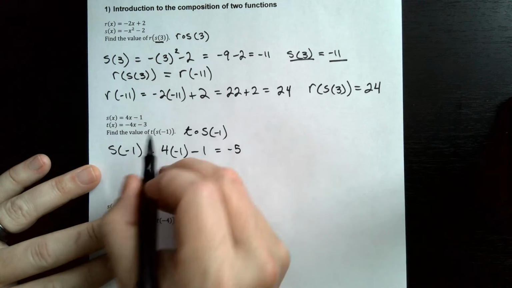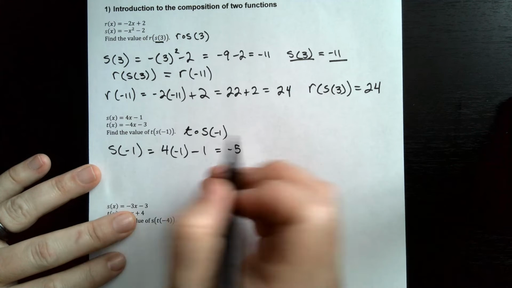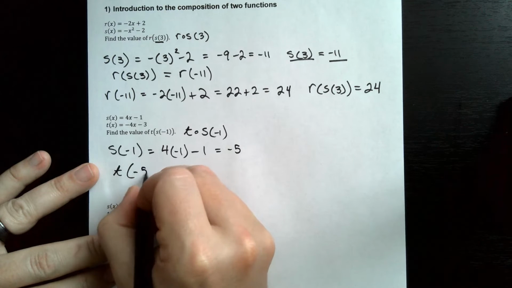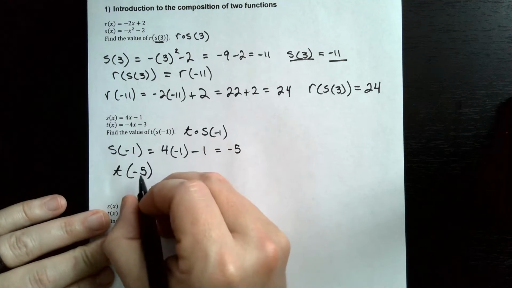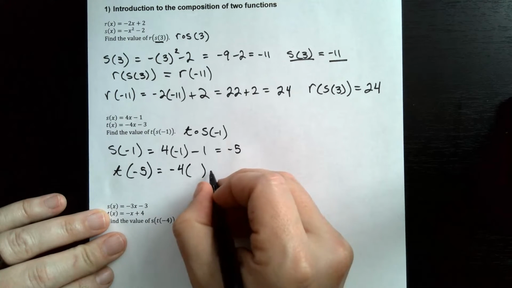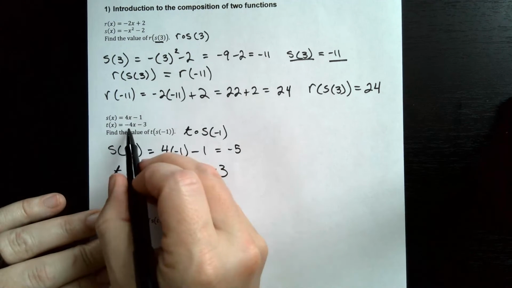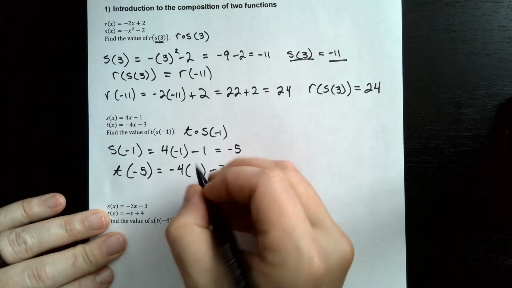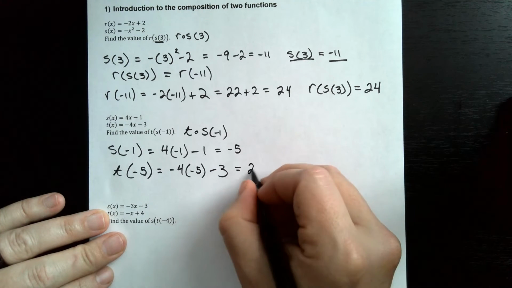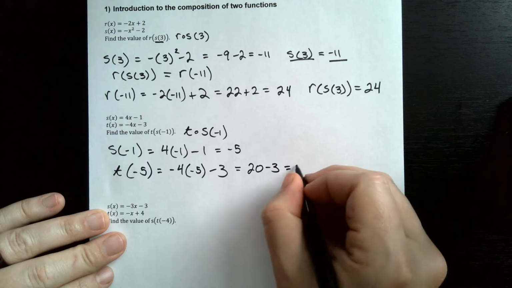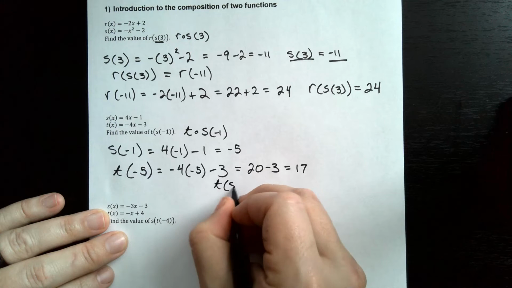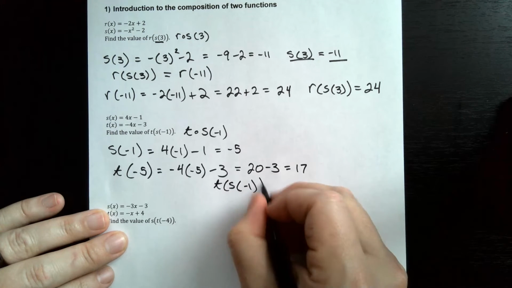So instead of finding t of s of negative 1, we're going to find t of what we just found, negative 5. We plug that into the t function, everywhere we see an x. The function was negative 4x minus 3, but I'm going to replace the x with a negative 5. These two multiply to give me 20, minus 3 is 17. So t of s of negative 1 is equal to 17.